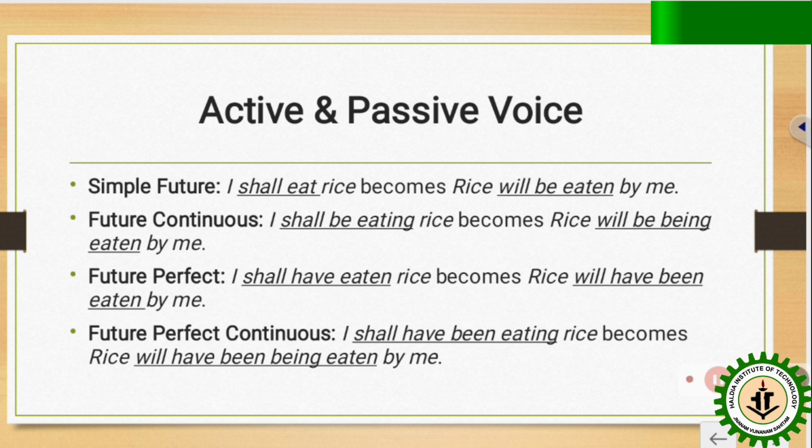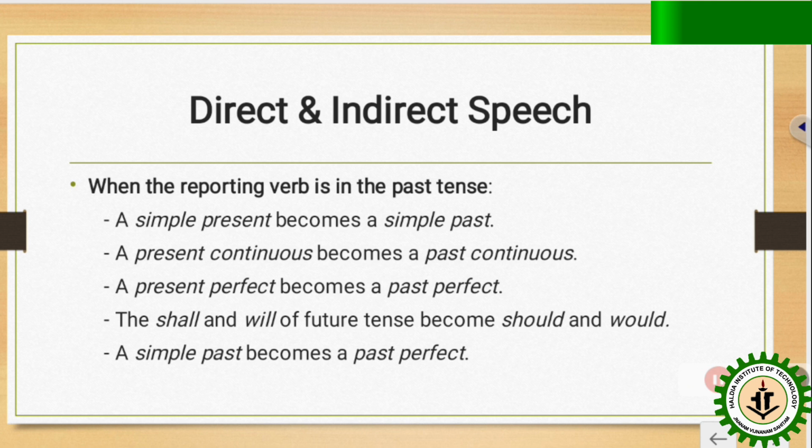Let us now learn how to convert direct speech sentences into indirect speech. Now what is direct speech and what is indirect speech? We may report the words of a speaker in two ways. First, we may quote his or her actual words, which will be called direct speech. We may also report what he or she said without quoting his or her exact words, which will be called indirect speech or reported speech.